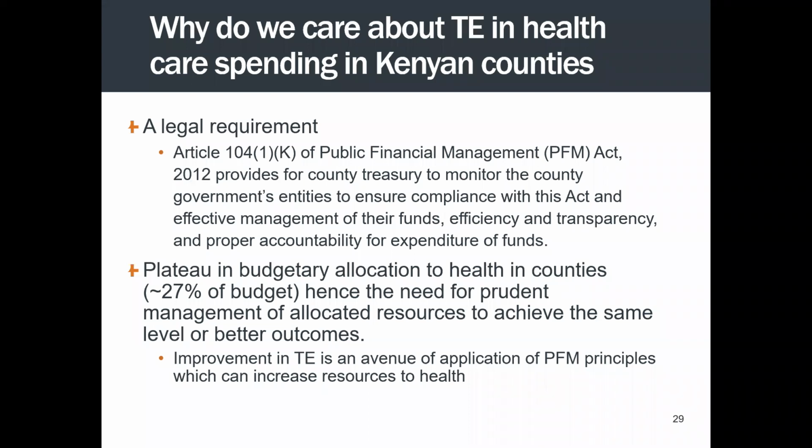observed is that there is plateauing in budget allocation to health in the counties, and now it's approximating about 27% of the budget. Hence, the need to prudently manage those allocated resources to achieve the same level of output or even better outcomes. Now, improvements in technical efficiency, therefore, is an avenue of application for the public finance management principles, which can increase resources to health, because now the fiscal space is limited.